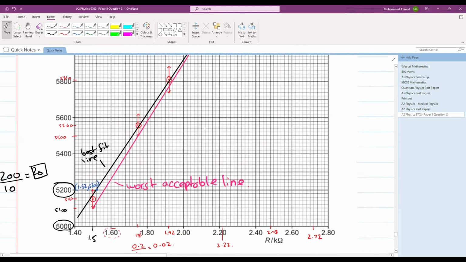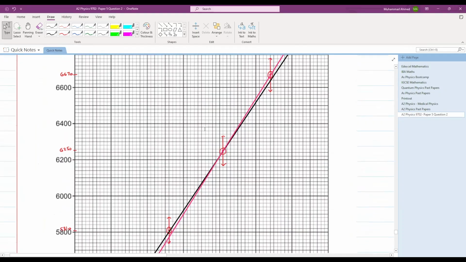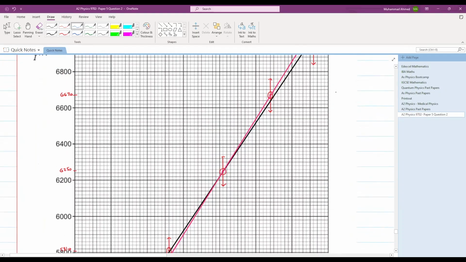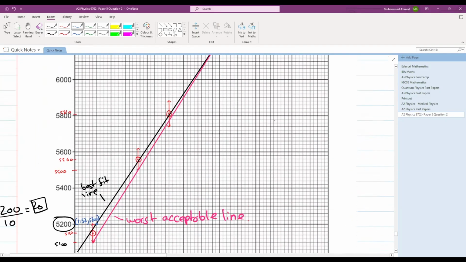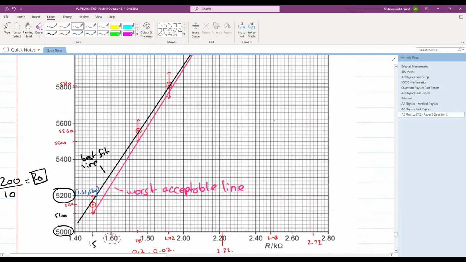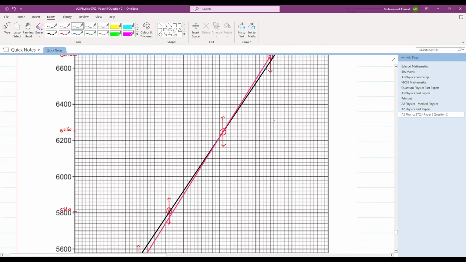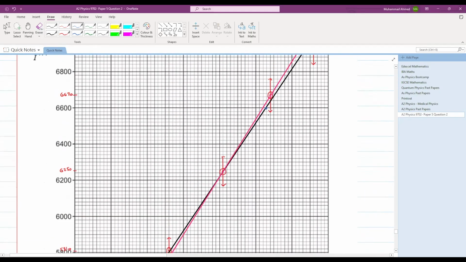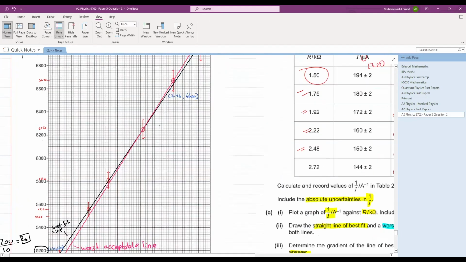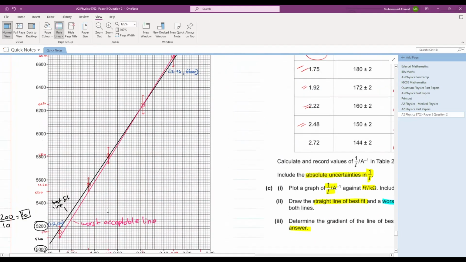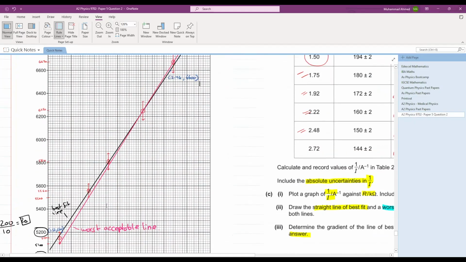Perfect. Okay, what will be another point that I can take here? Maybe this point. Yeah, this seems good. This seems accurate and good. If I see it here, this is 3 boxes away, right? This will be 2.46 in the x-axis and in the y-axis it will be 6600. Perfect. So now you can easily calculate the gradient of the best fit line.